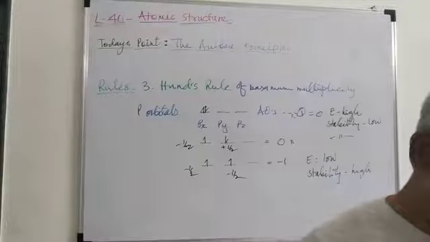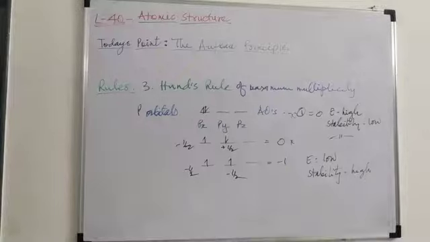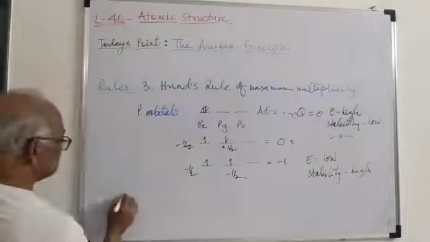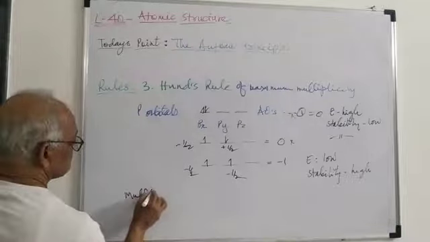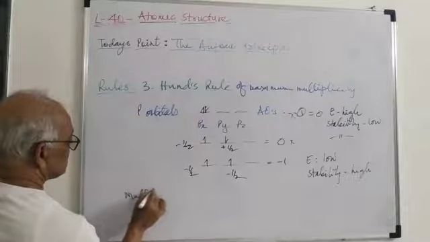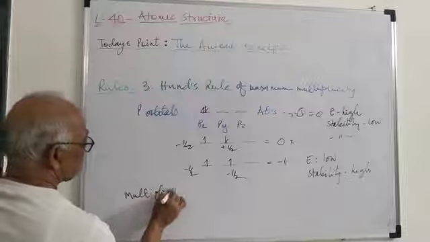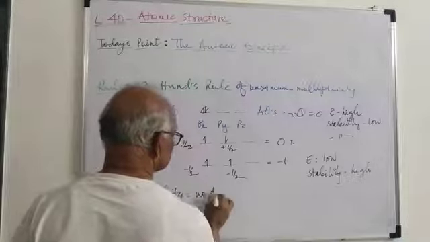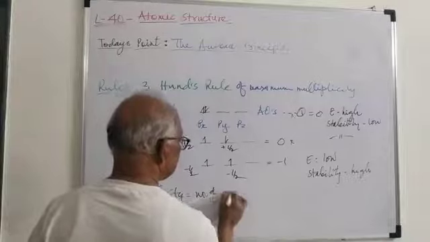Here, multiplicity is given by the number of unpaired electrons.